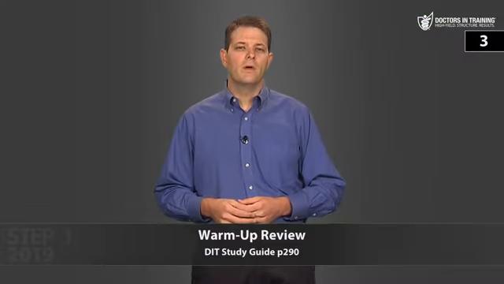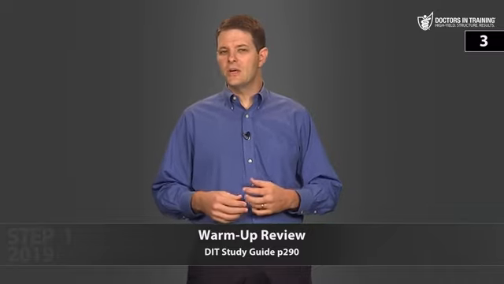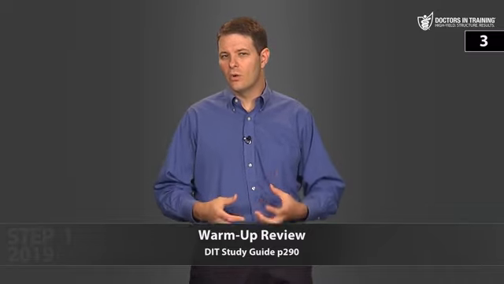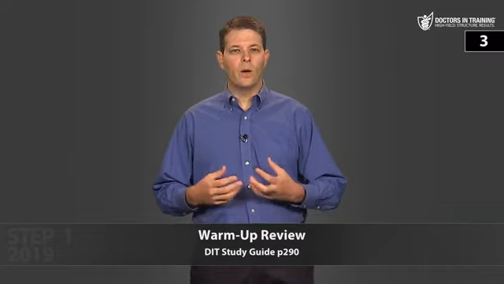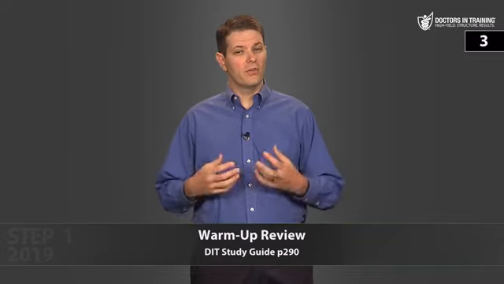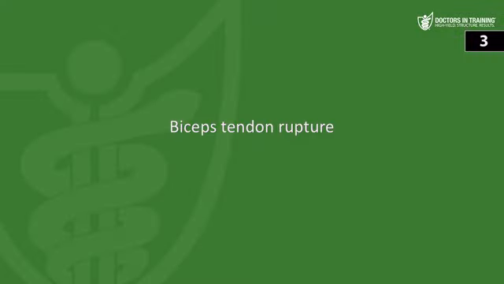And the last question, a patient comes to the clinic complaining of anterior shoulder pain that radiates down the forearm. On examination, there's swelling of the biceps muscle. So what's the most likely diagnosis? Biceps tendon rupture. Now we're ready for the lecture.